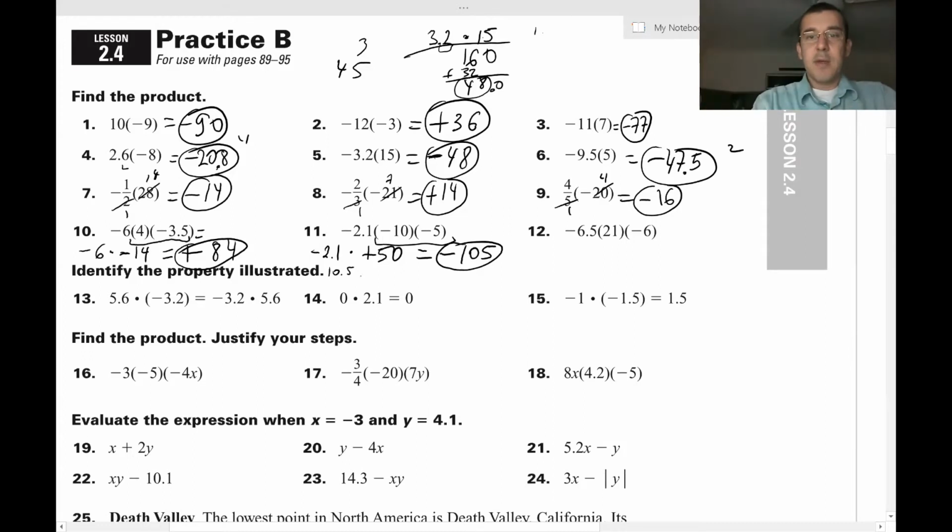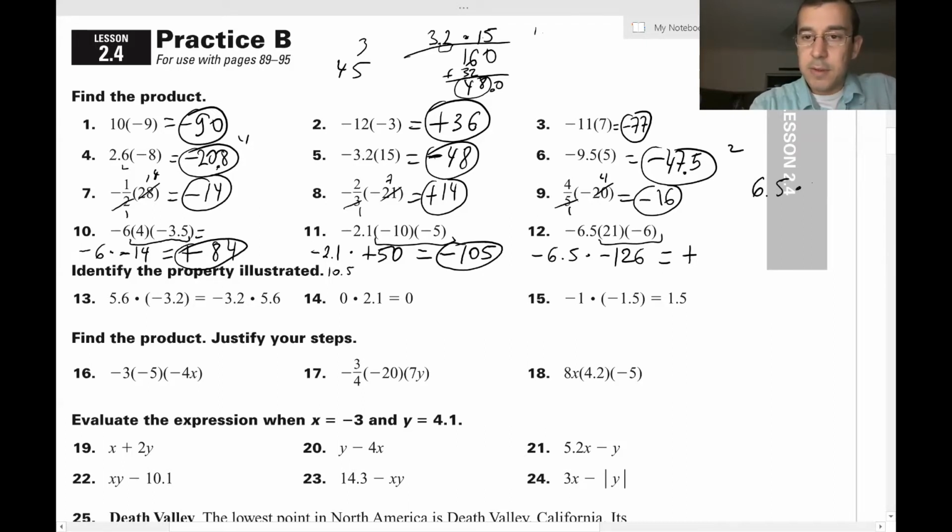Okay. Number 12. Let's do these two first. So we have minus 6.5 times. We have positive and negative, so the product is negative. 6 times 1 is 6. 6 times 2 is 12. So minus 126. Now we have two numbers with the same sign. The product is positive. Now let's do this on the side.